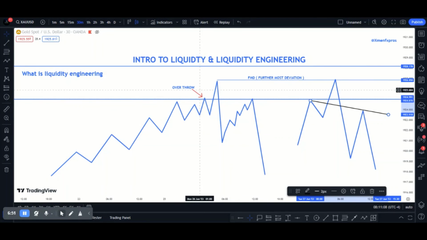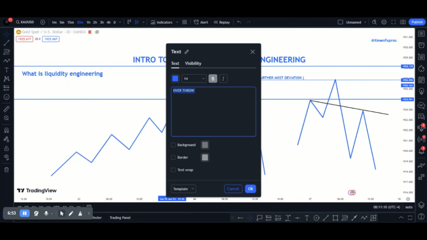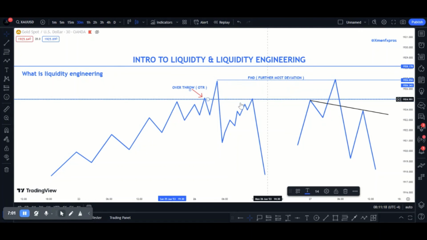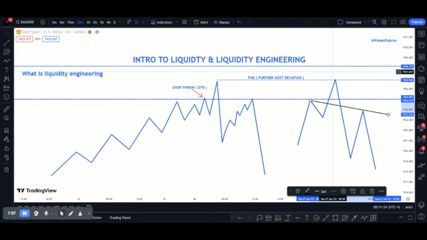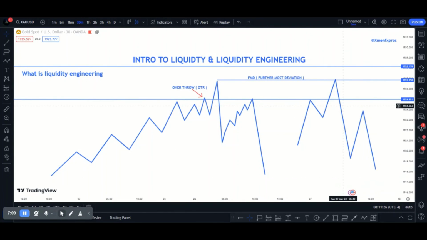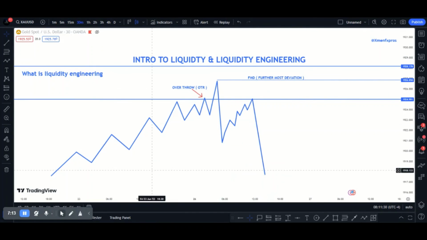Price has to come back and touch the OTR. We shall call it the overthrow. You label it as OTR, the overthrow. In invalidation, you put IV. Then validation, you call it V. So I hope you're getting it, but don't worry, we shall arrange all these things in chronological order. Then we can continue with our nice sessions.